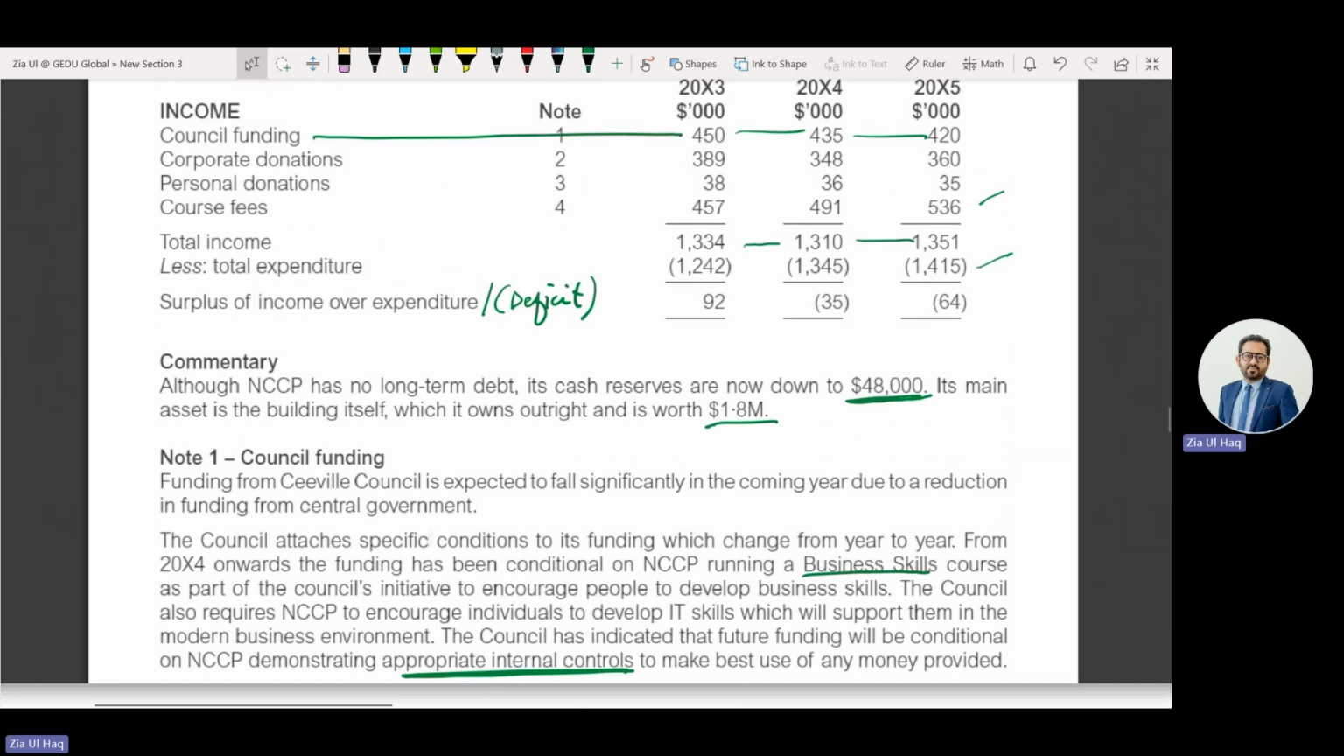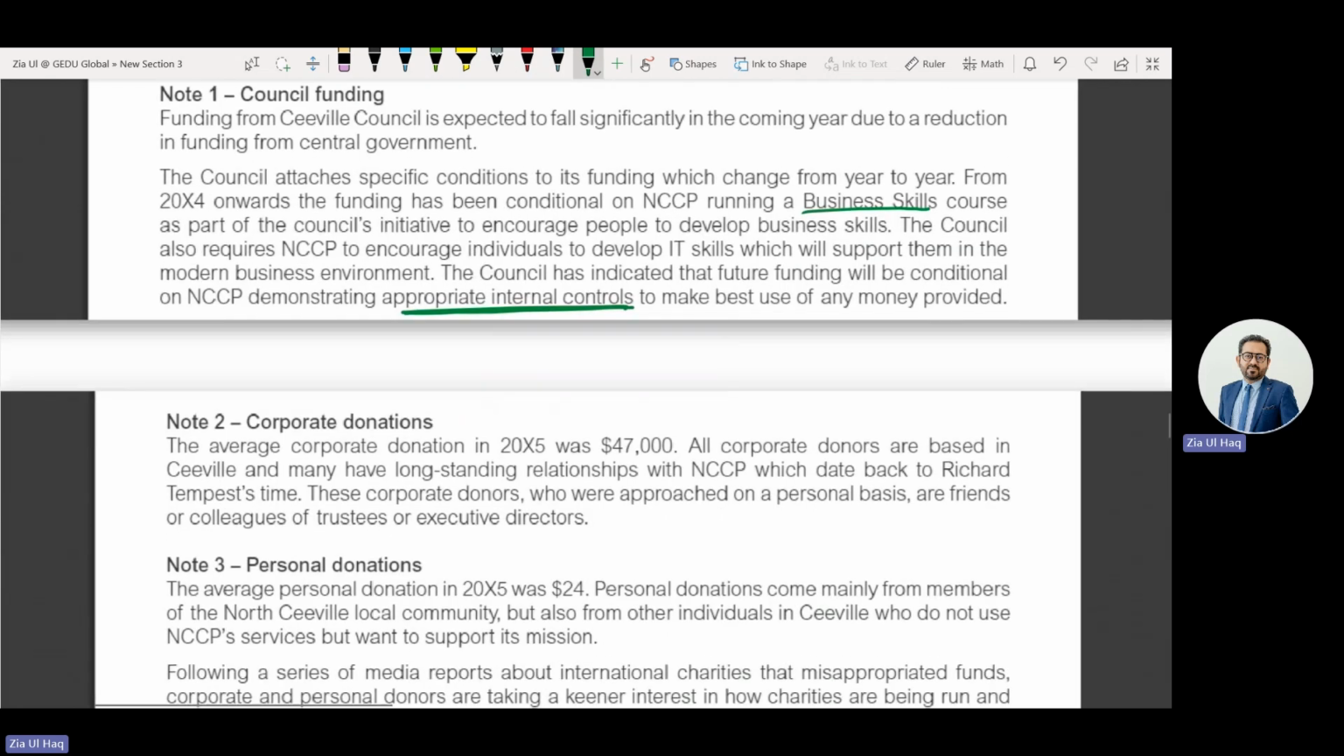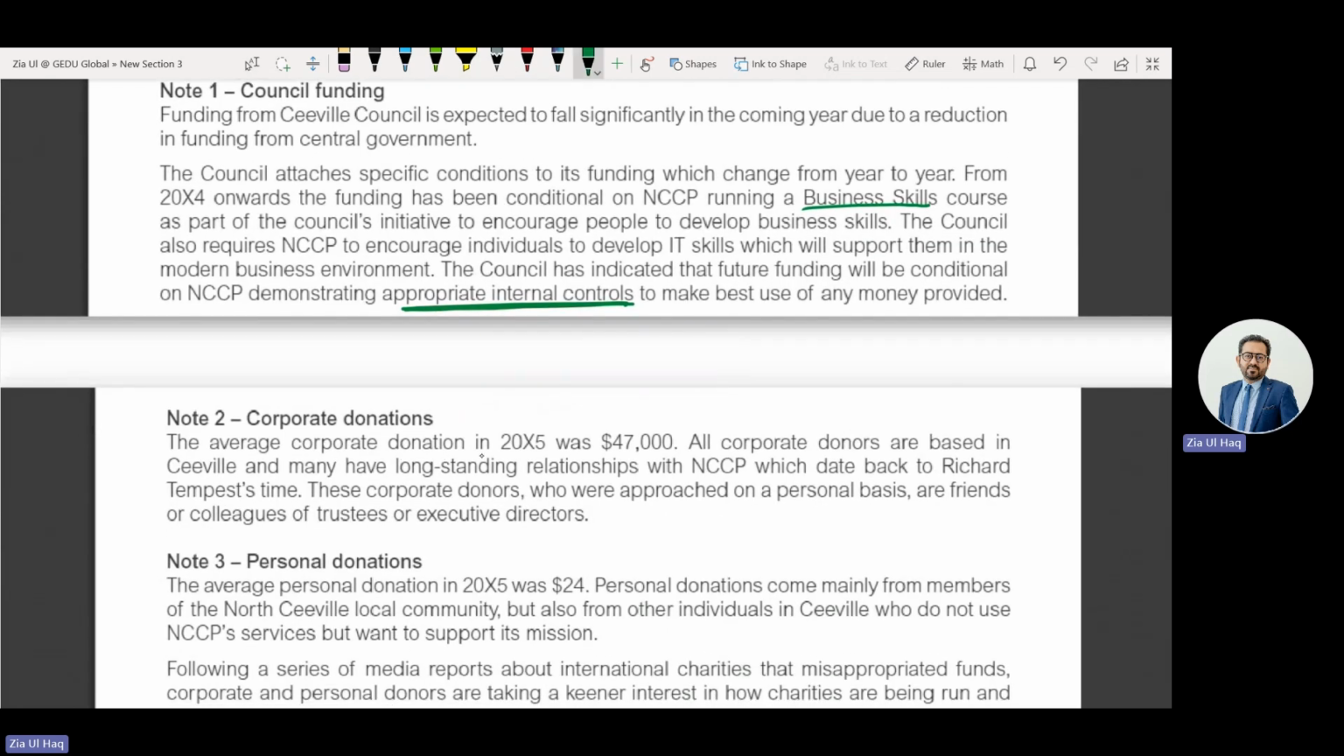Note 2, relating to corporate donations, meaning donations from different businesses, that has decreased, but as compared to the previous year, it slightly increased. The average corporate donation in 20x5 was $47,000. In one business, on average, donating how much? $47,000.